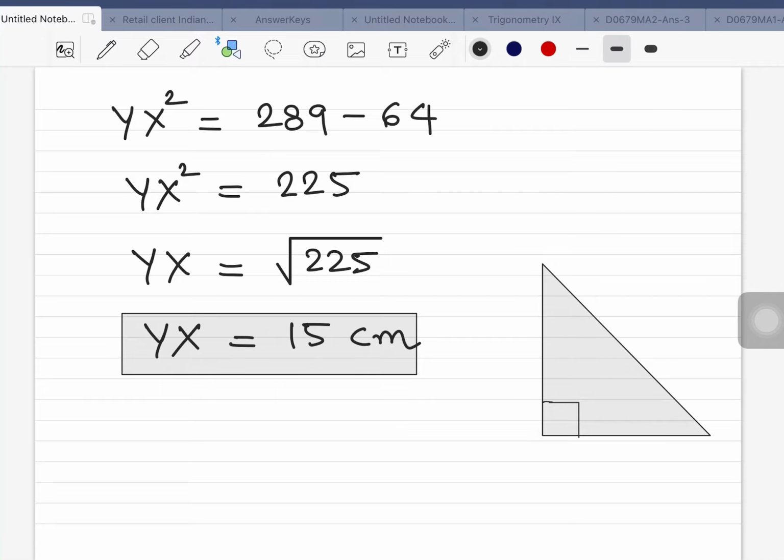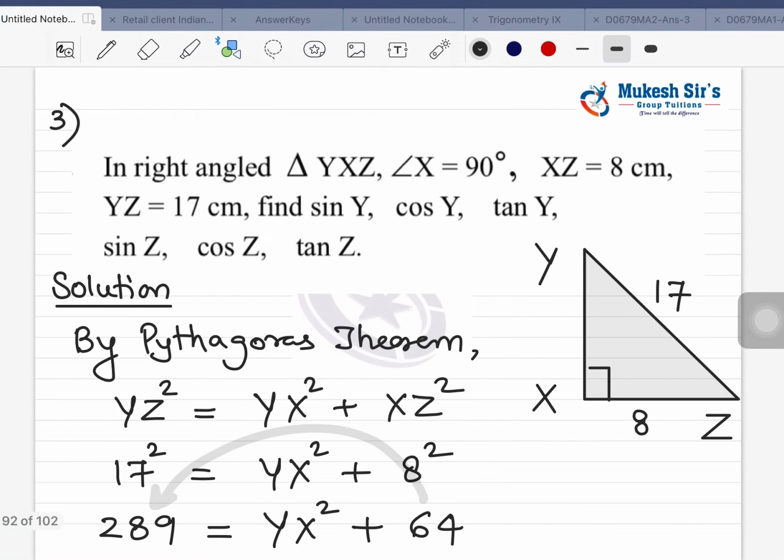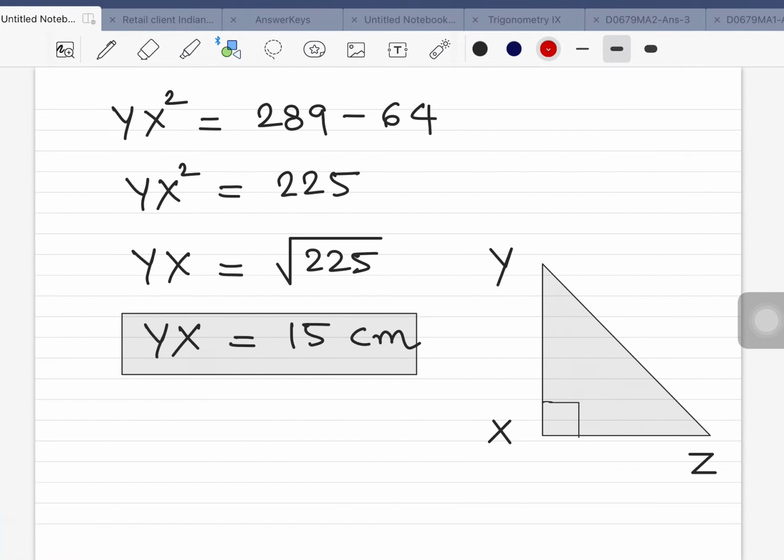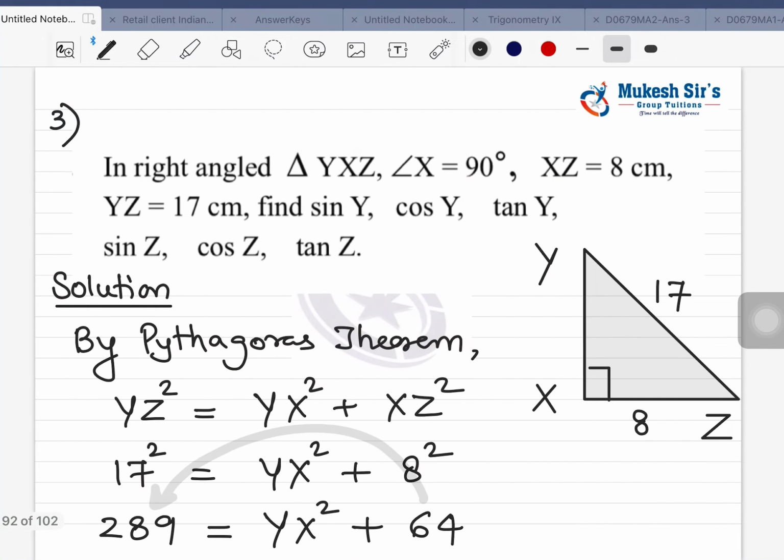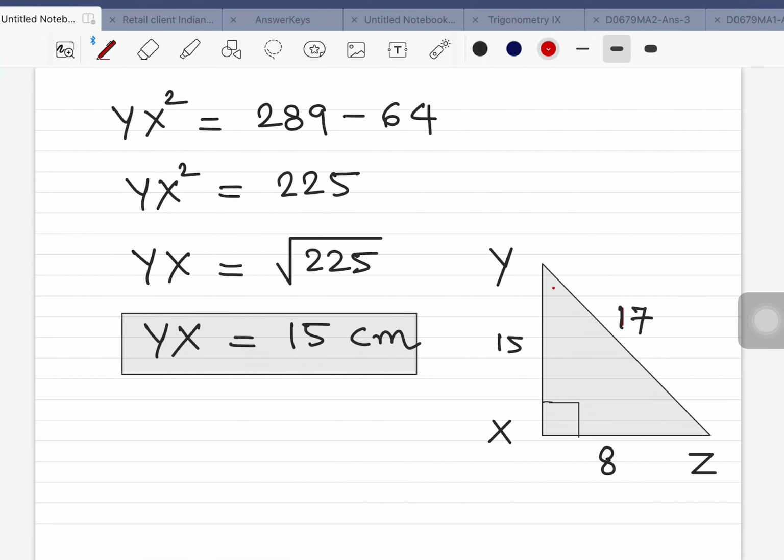So your triangle is y, x, z, and you know all the three sides now. This was given 17. The base was given 8 centimeters and this we got as 15, right? Now you want the ratios of angle y. First we have to find sine y. So this is angle y, right?